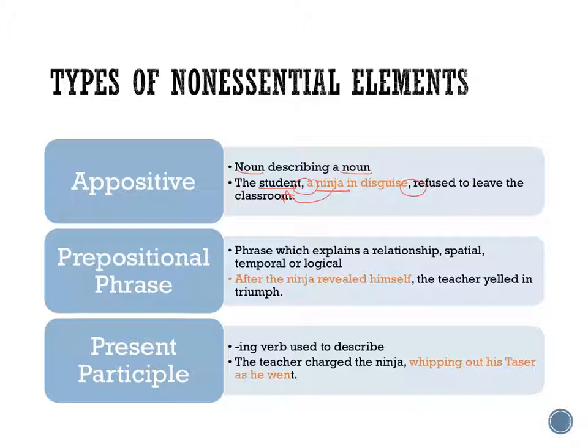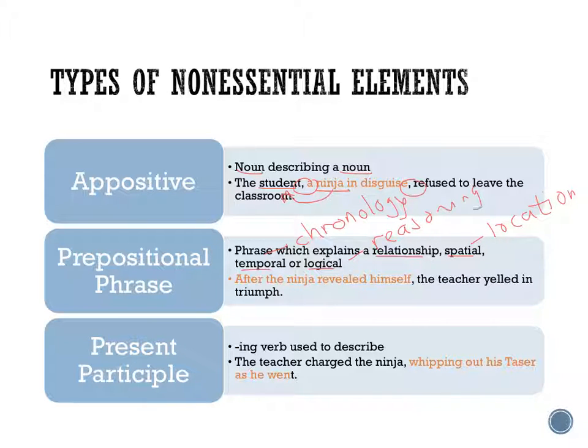Prepositional phrases are our second type of non-essential element we're going to talk about, and a prepositional phrase is a phrase which explains a relationship, and it could be spatial, temporal, or logical. Spatial would be location of one object in comparison to another. Temporal would be the chronological. When did things happen? Okay. And then logical would be reasoning.